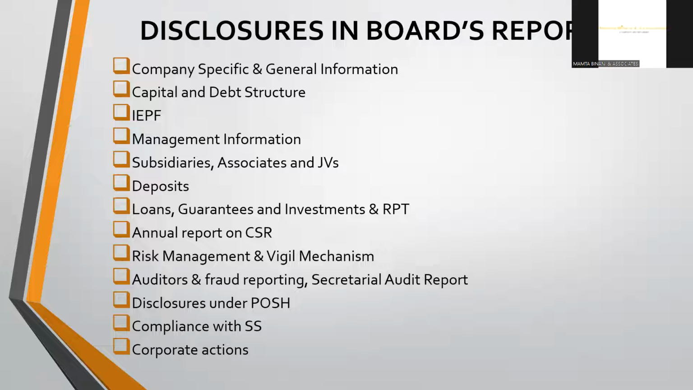First of all, the board report shall contain company specific information. What is company specific information? It is the financial summary and highlights of the financial statements, like if there is any amount which is to be transferred to the reserves, if there is any dividend which is to be declared, if there is any unpaid or unclaimed dividend which is transferred to the IEPF fund, and the amount that is declared or paid to the shareholders as dividend.